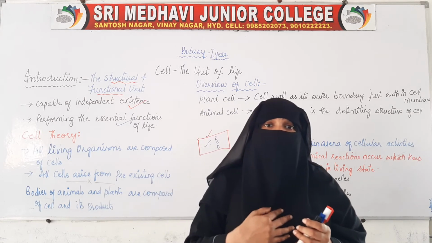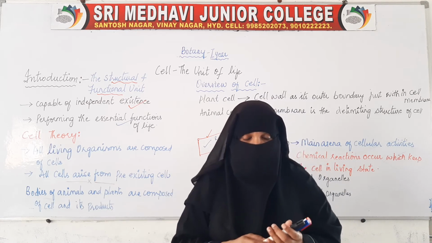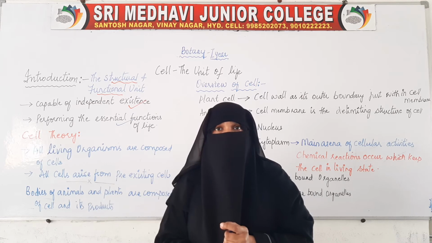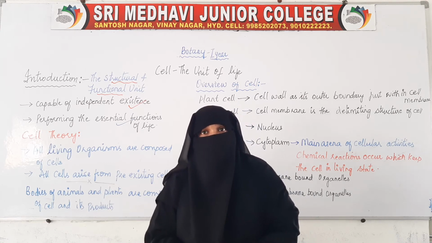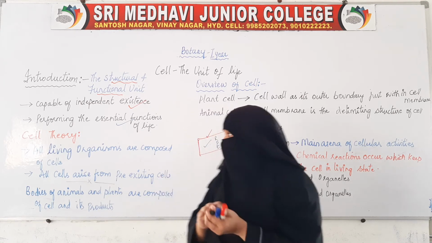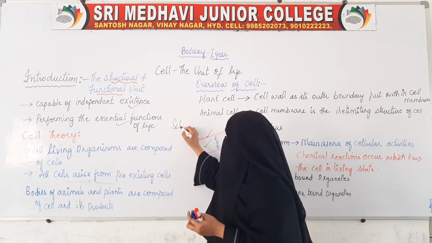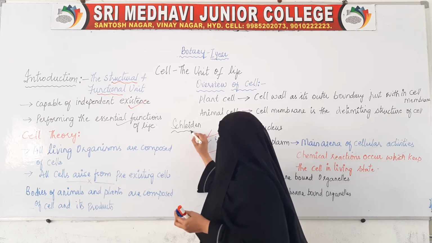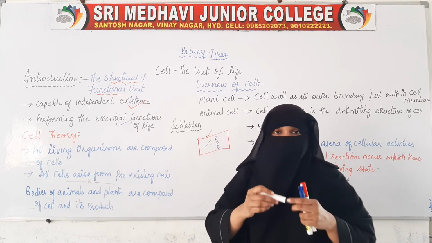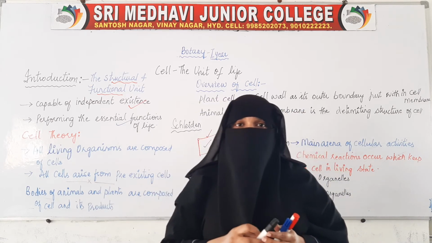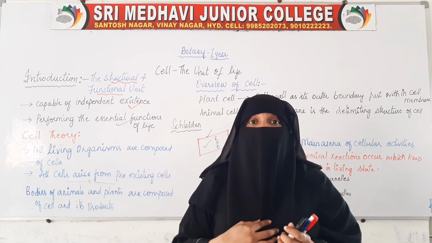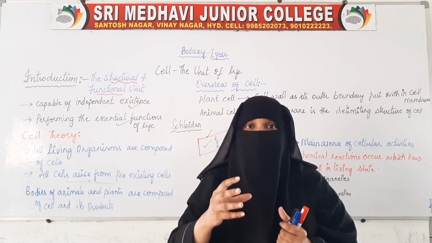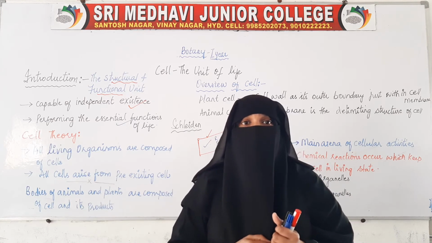Later on, many scientists did research, and here there is one scientist called Theodor Schleiden. He researched on the plant cell. He discovered that plants are made up of different types of cells, and those different types of cells combine and form the tissues.